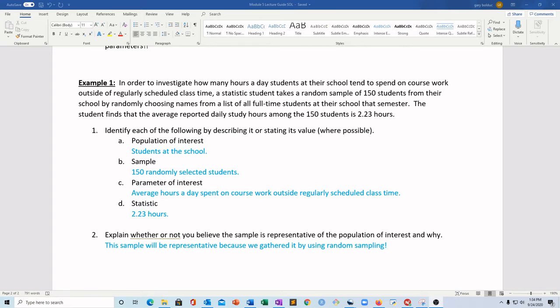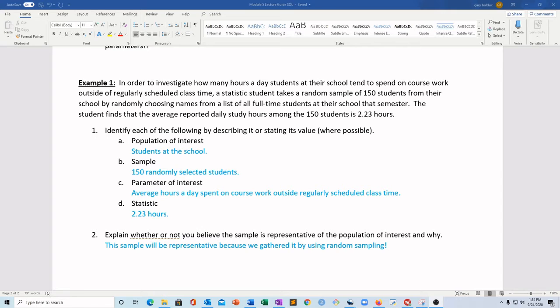And what's our statistic? Well, it's just in the problem. What happened to your 150 students? So you go to your sample and you look for that sample. What did I end up learning about them? Well, I learned that they reported, on average, to work 2.23 hours outside of class every day. Keyword is reported. We'll talk about that later.